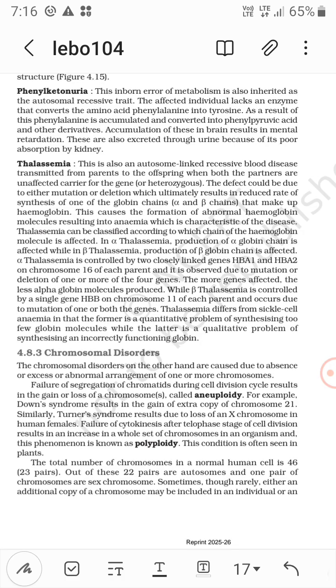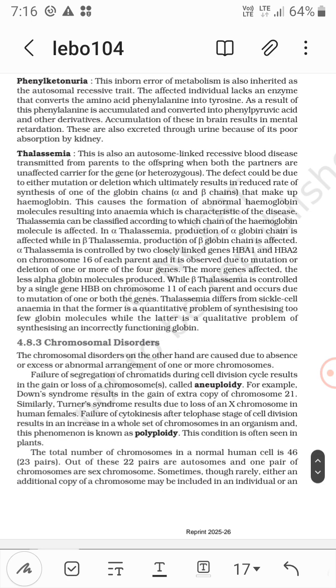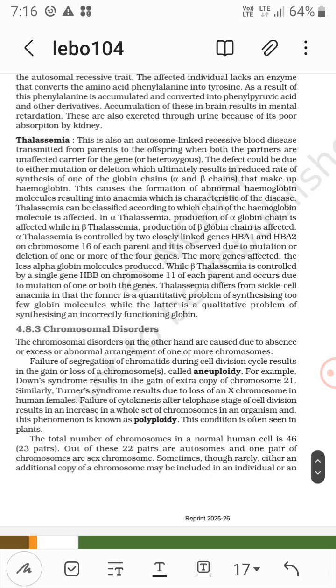Autosomal linked recessive blood disease transmitted from parents to the offspring when both the parents are unaffected carriers of the gene, or heterozygous. This defect could be due to either mutation or deletion, which ultimately results in reduced rate of synthesis of one of the globin chains, that is alpha or beta chains that make up the hemoglobin. Now this causes the formation of abnormal hemoglobin molecule, resulting in anemia, which is a characteristic of the disease.